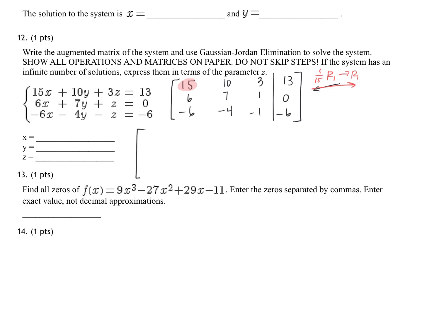So we'll have 10 over 15, which is 2/3, 3 over 15, which is 1/5, and 13 over 15, it doesn't reduce. And then the other 2 rows stay the same.